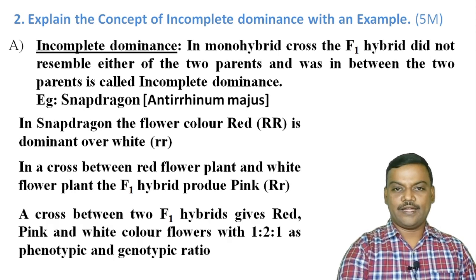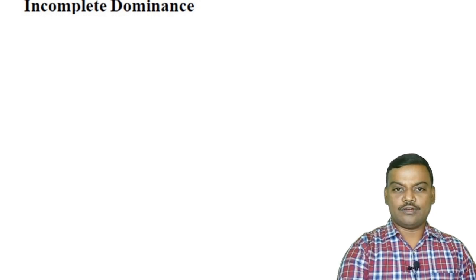So again, by conducting a cross between two F1 hybrids, the F2 generation has red, pink, white color flowers with 1:2:1 as phenotypic ratio and genotypic ratio. So these are the valid points for this question as an answer. Along with that, we should draw the flowchart for this question, the incomplete dominance.